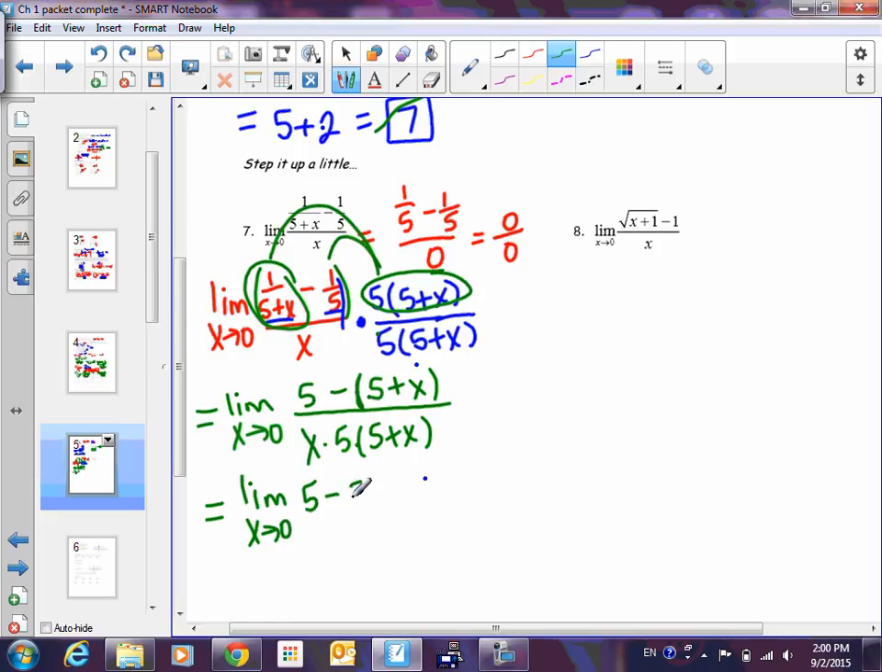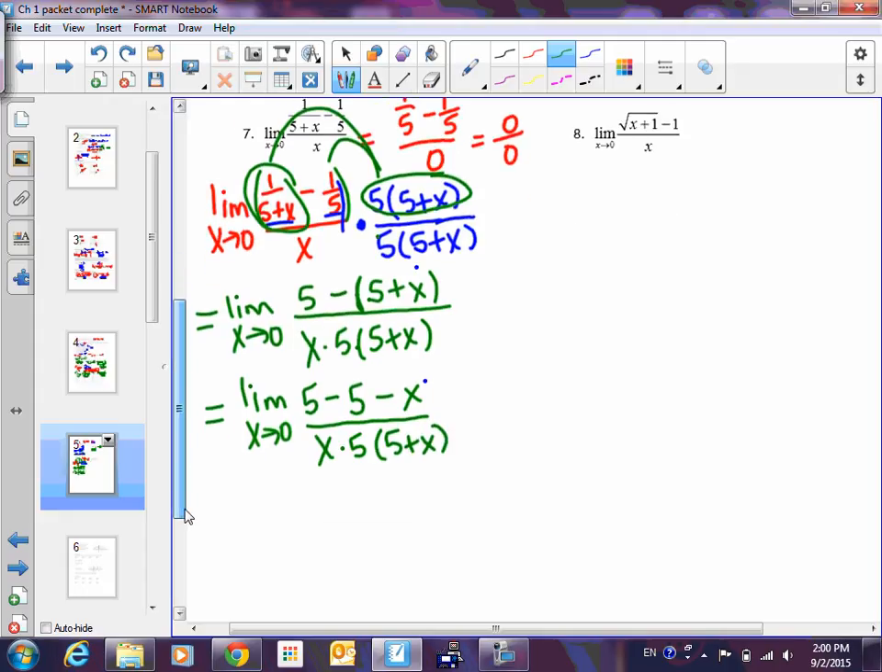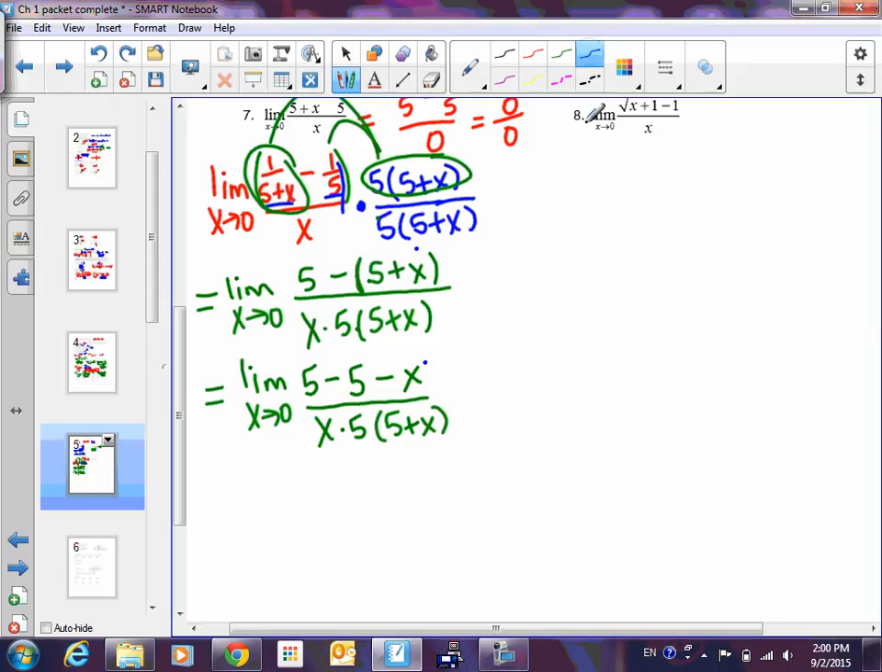So that's what I'm going to do. I'm going to go 5 minus x. I'm going to distribute the negative to both of these terms and then just rewrite the denominator. So this is definitely more work than just factoring. Okay, I still can't cancel something from the top with something from the bottom, but 5 minus 5, what is that? 0. Okay, I know that. I know I can do that.